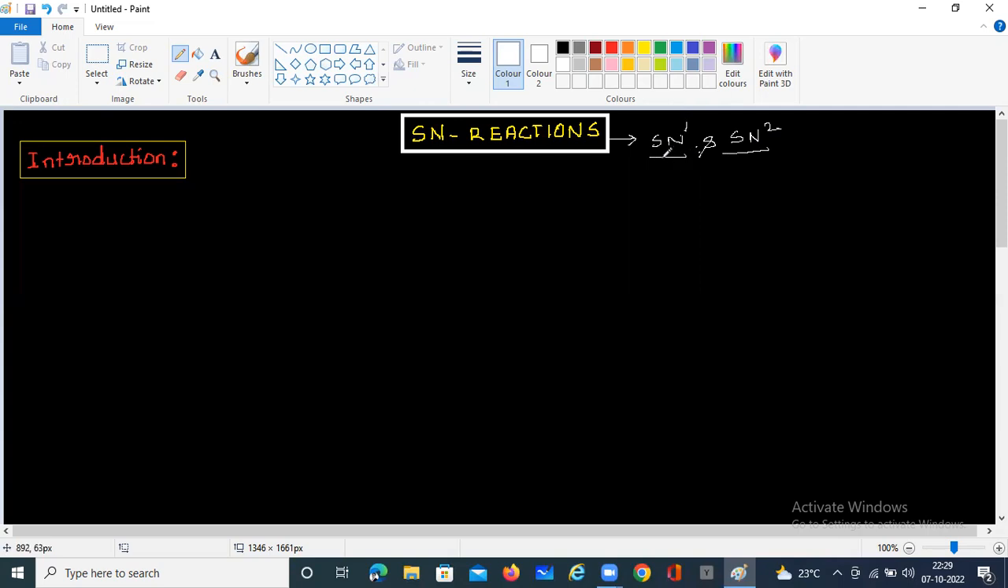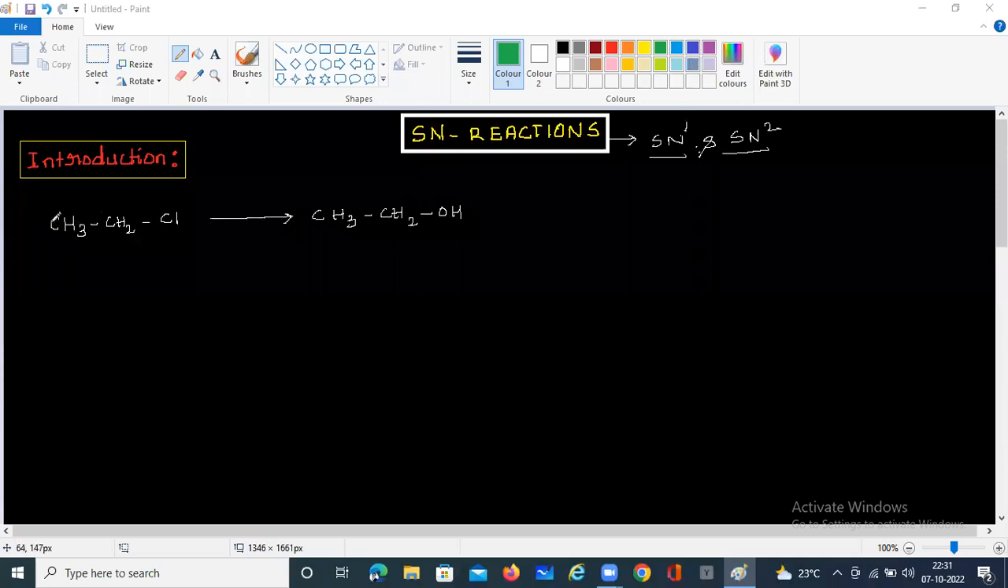So before going to know about SN1 and SN2, how the nucleophile is going to be substituted, what would be the leaving group and what will be the attacking group, we need to learn by the introduction part. So first we need to know how the leaving group and the attacking group occur. I will show you by writing one example.